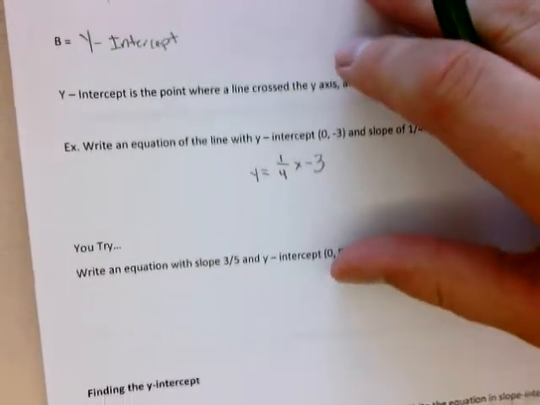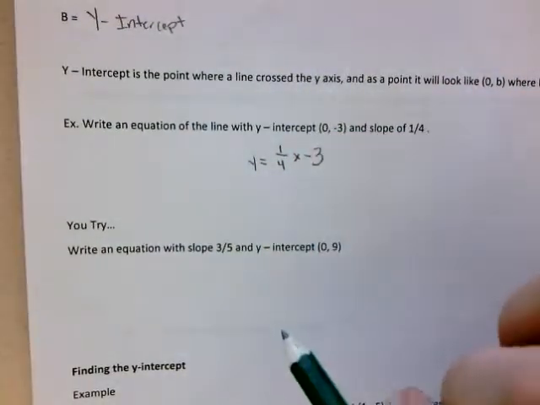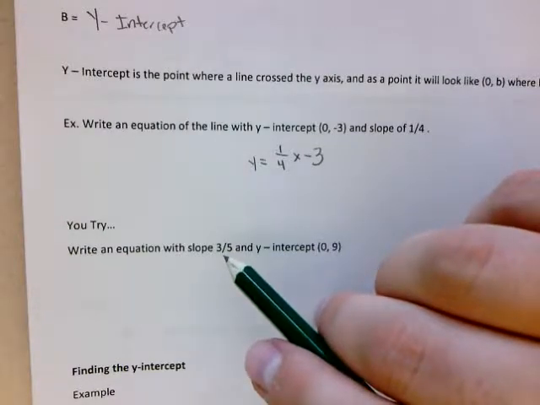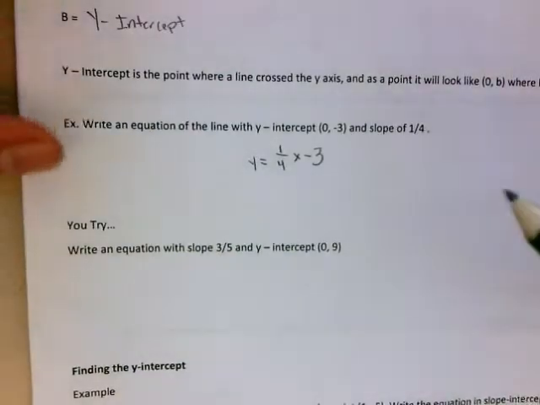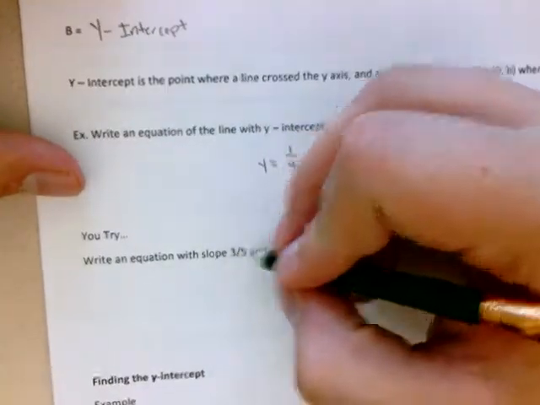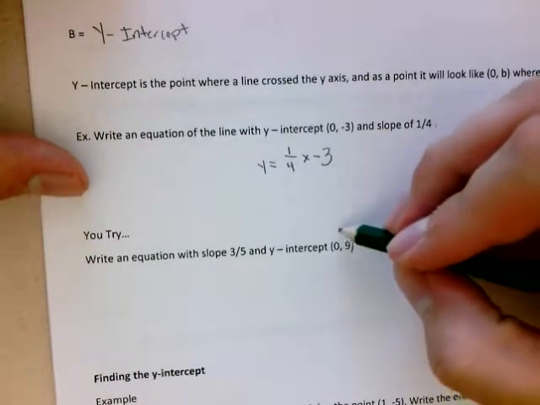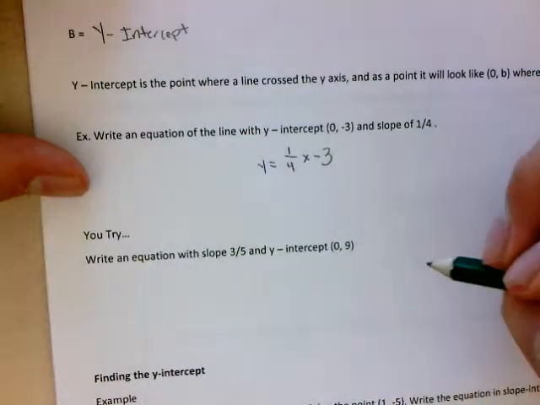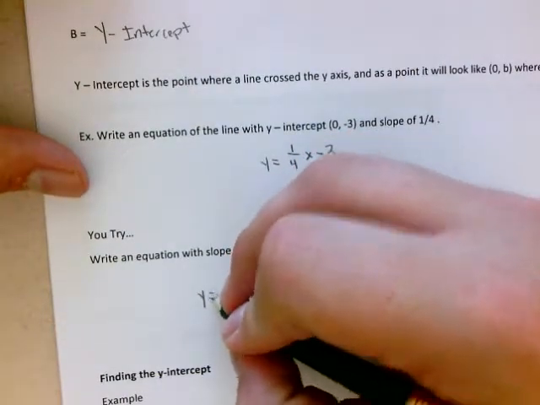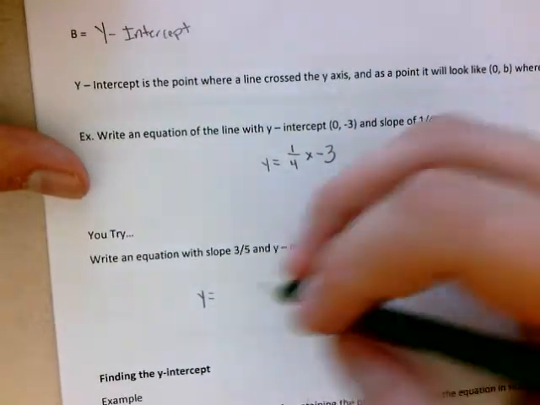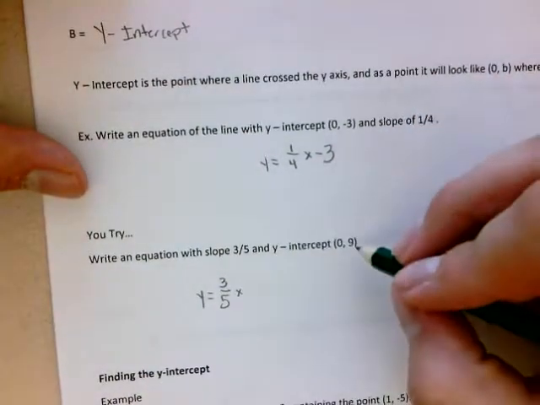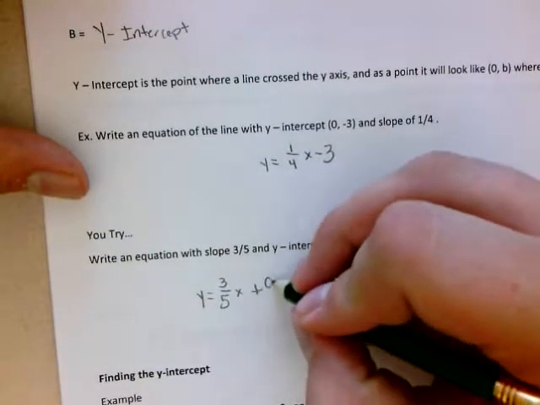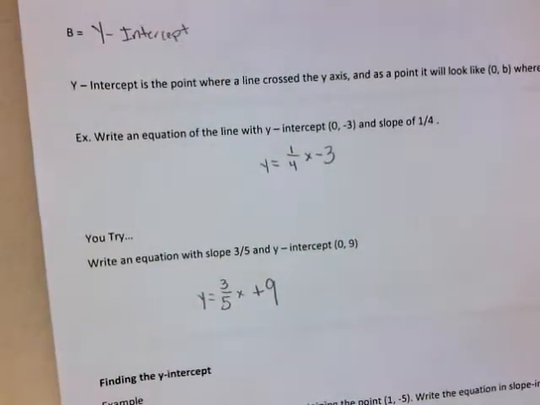So, what I want you to do is pause the video. Do the same with 3/5 and 0.9. Once again, 3/5 is our slope. 0.9 is our y-intercept, meaning we're looking at this 9 right here. It's a positive 9. So y equals mx, the m being 3/5, so we're going to replace m with 3/5 x plus 9. Positive 9, so it's going to be plus 9. That's all you got to do.